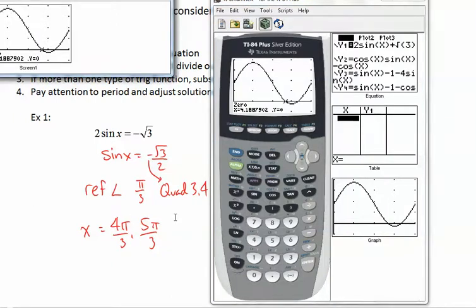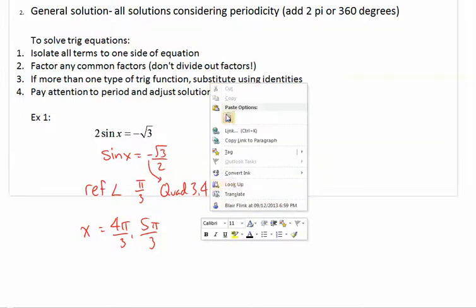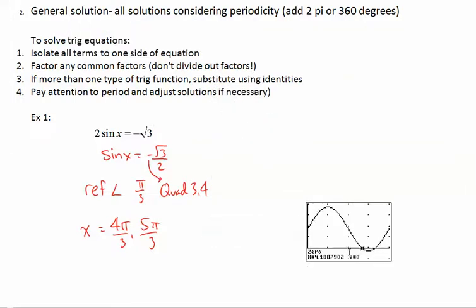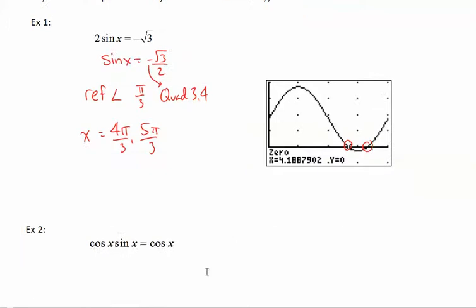And I'm just going to copy the solution right in here to show us graphically those 2 answers. So the one root is right here, the other root is right here. Okay, a more difficult problem.